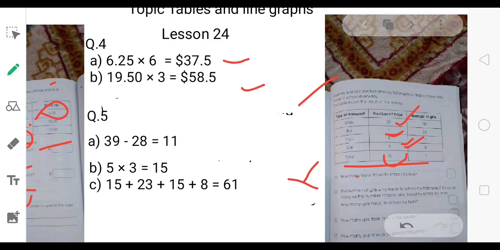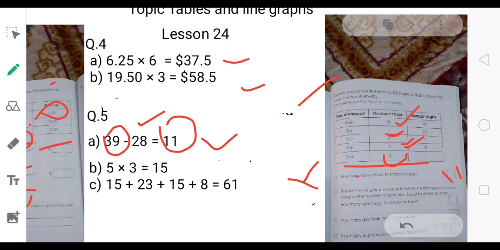plus 3. Now listen to me. 20 plus 5 plus 3, that is 28. If you minus 28 from the total number of boys, that is 39, means 39 minus 28, the answer will be 11. It means 11 boys travel to school by bus. Is it clear?